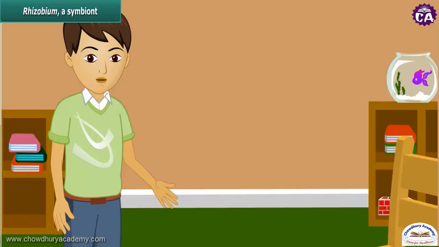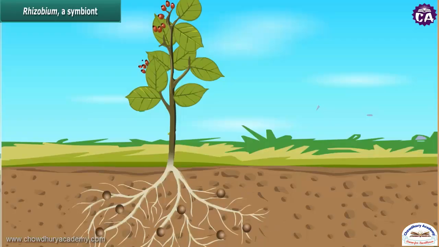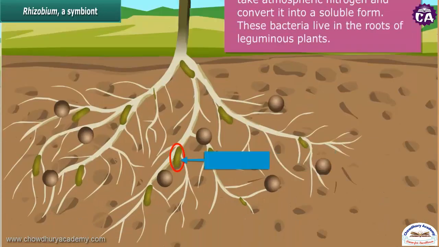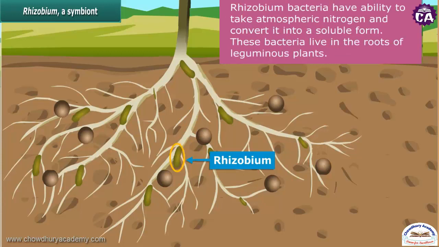Friends, like us, plants also require a lot of nitrogen to make proteins. So they absorb nitrogen continuously from the soil, due to which the amount of nitrogen becomes deficient. As you all know, there is 78% of nitrogen present in our atmosphere, but plants cannot use it directly in the manner that they can use carbon dioxide. They require nitrogen in soluble form. The bacterium called rhizobium can take atmospheric nitrogen and convert it into a soluble form.